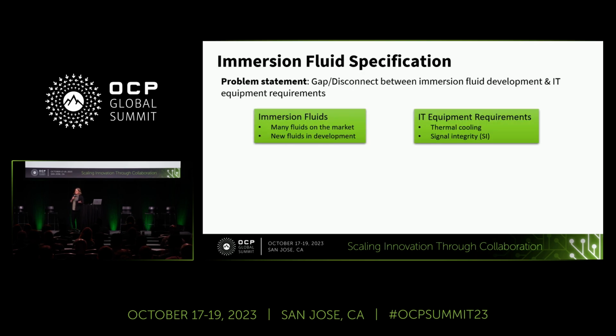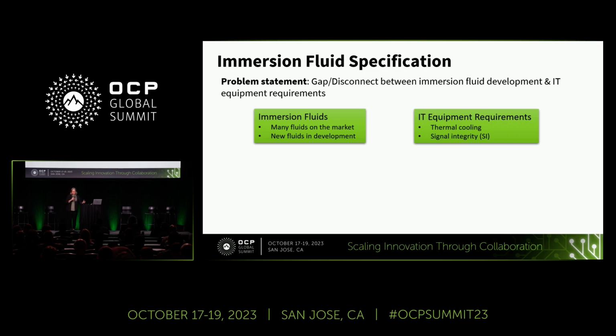So why did we generate the fluid specification to start with? Well, we have heard from several presenters today as well that there are a lot of immersion fluids on the market today. So how does an immersion customer or user select a specific immersion fluid? That's not an easy choice, right? And there are constantly new fluids in development as well. Having a lot of different options also makes it harder for an ecosystem to set up around immersion.